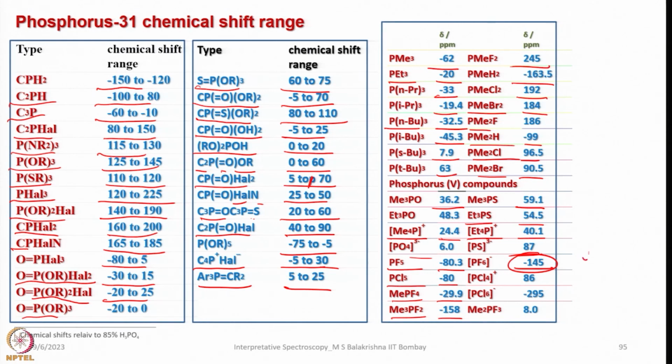This comes as something like this, as a septet because of coupling with 6 fluorine atoms, whereas 19F NMR would show a simple doublet, something like this. And PCl4 cation shows at 86, and PCl6 anion shows at -295. I have covered most of the compounds we come across as far as phosphorus compounds are concerned.